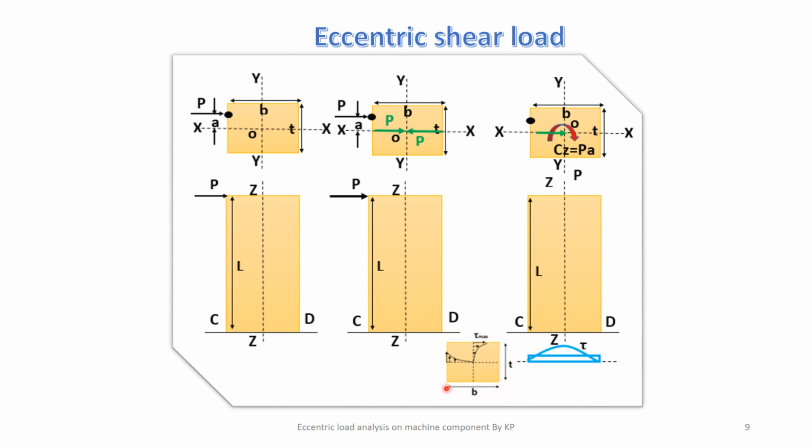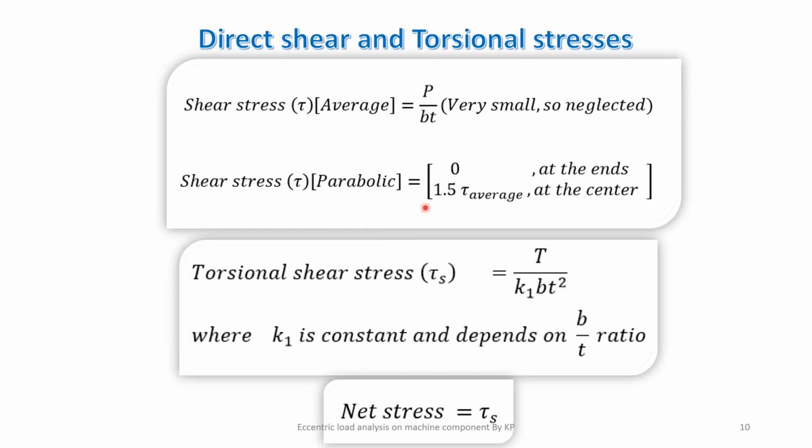The width of this cross section is B and the thickness is T. So here we see that at the centroid the shear stress is 0, and at the mid of the longer side B the shear stress is maximum. So let us see how much is the value of this maximum shear stress. Here we see how to find out the direct shear and torsional stresses due to eccentric shear load.